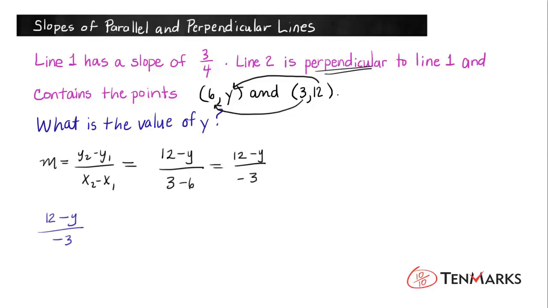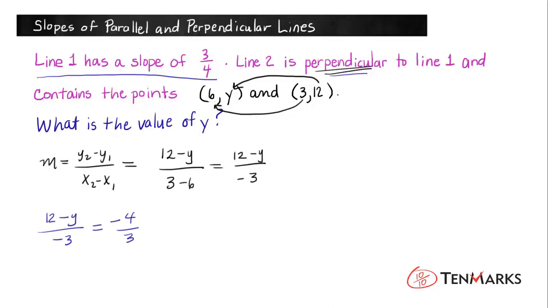Now we need the second half, and fortunately we know what the slope of line 1 is, and we also know that line 2 is perpendicular to line 1. So we're going to use that. We know that perpendicular lines have a negative reciprocal slope, so that means they have opposite signs and we need to flip the fraction, or take the reciprocal. So we know that this equation should be (12 minus y) over negative 3 equals negative 4/3. Now we have enough information to solve for y.